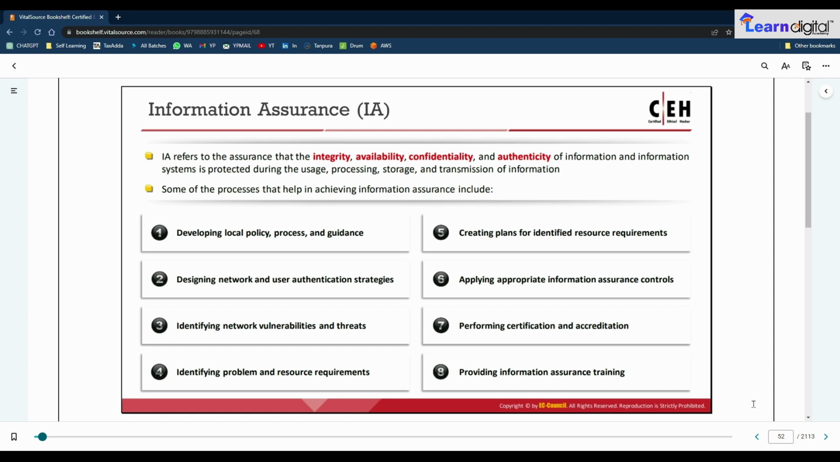Security experts accomplish information assurance with the help of physical, technical, and administrative controls. Information assurance and information risk management ensure that only authorized personnel access and use this information. This will help in achieving information security and business continuity as well.